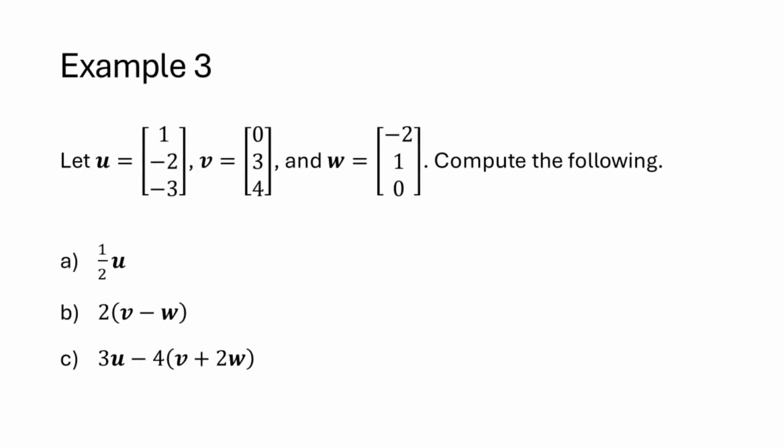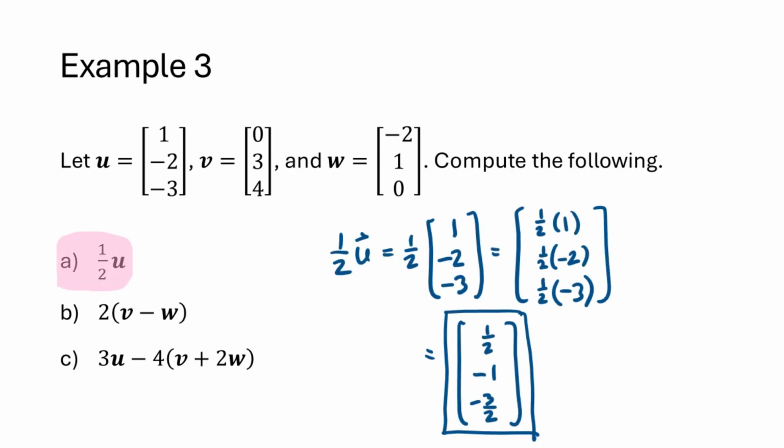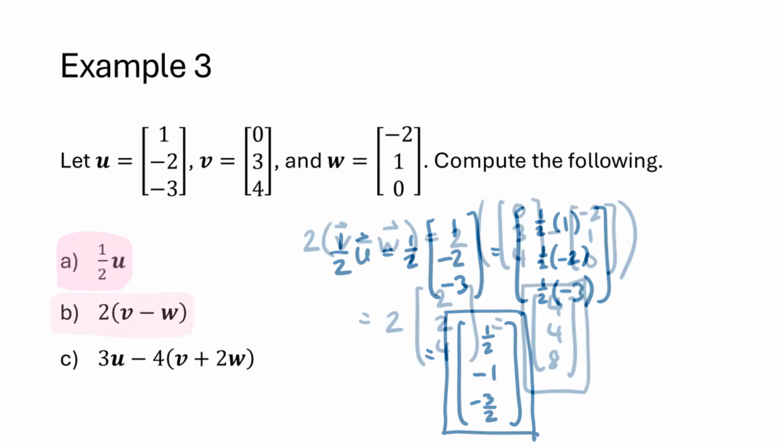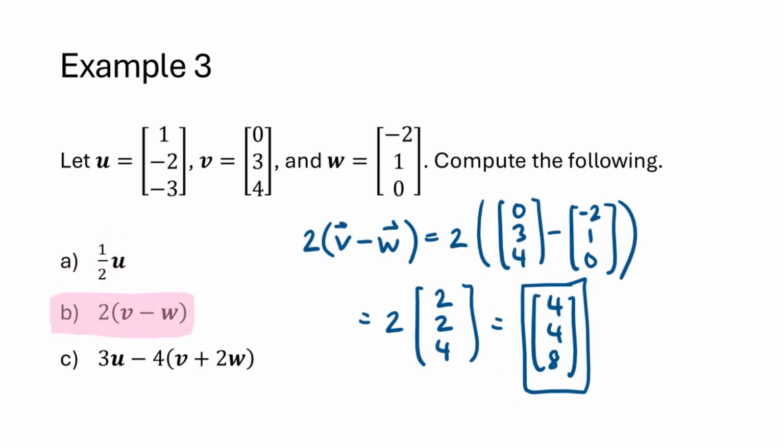Let's do a few more examples. So here we have defined u, v, and w, and we're asked to compute various different vector expressions. For the first one, 1/2 u, we're multiplying this vector u by the scalar 1/2, so we multiply each entry by 1/2 and get the result 1/2, -1, -3/2. For part b, we're asked to compute 2 times the quantity v minus w, and we apply our regular PEMDAS rules. We compute the expression inside the parentheses, v minus w is the vector 2, 2, 4, and then we multiply by the scalar 2 to get the final result 4, 4, 8.